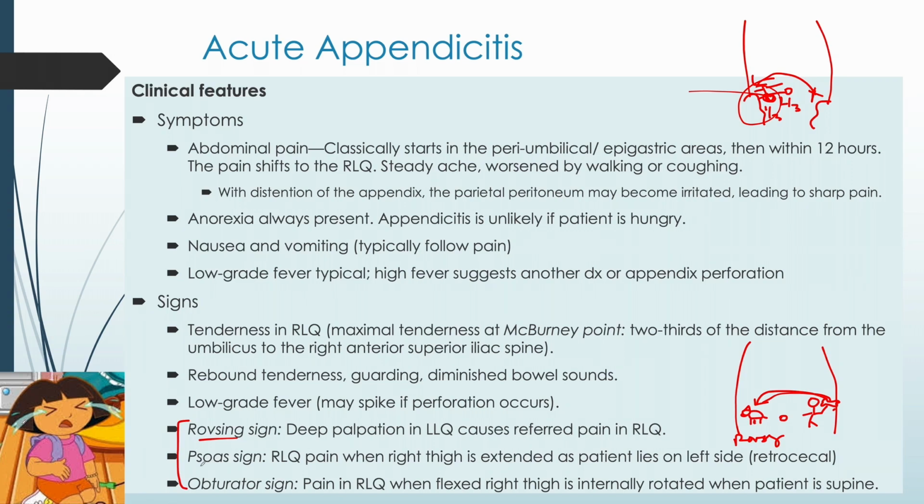The other 2 tests are the psoas sign. The psoas, or iliopsoas, is a muscle that helps us flex our thigh at the hip. What we see here is right lower quadrant pain when the patient lies on the left side and extends the right leg, the right thigh. I don't know if you can picture that in your head. And usually psoas sign is associated with a retrocecal appendix.